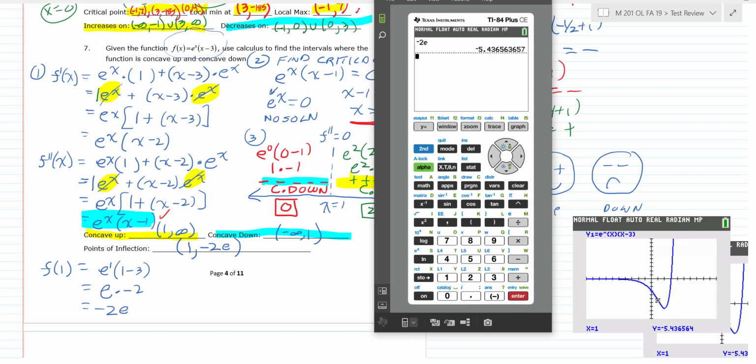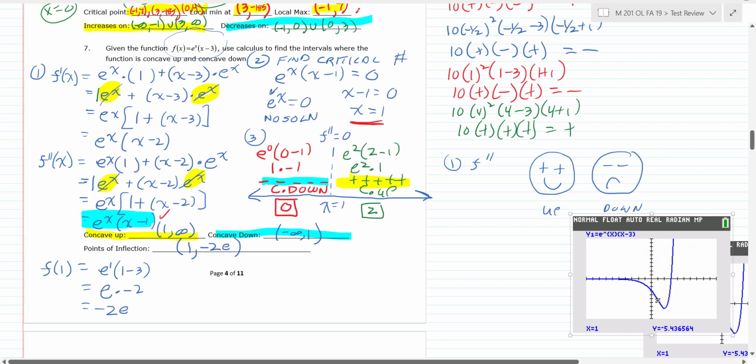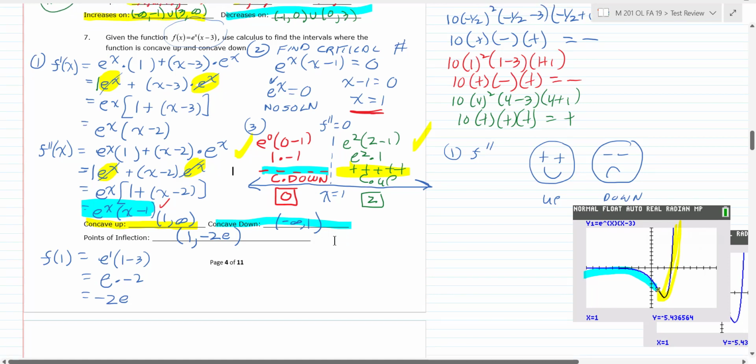So you can see visually what's going on in this problem. You're concave down, that looks like concave down, and then this shape here is concave up. So that graph is matching what that sign chart told us. Okay? All right, so that's concavity. That's the methodology for analyzing concavity.